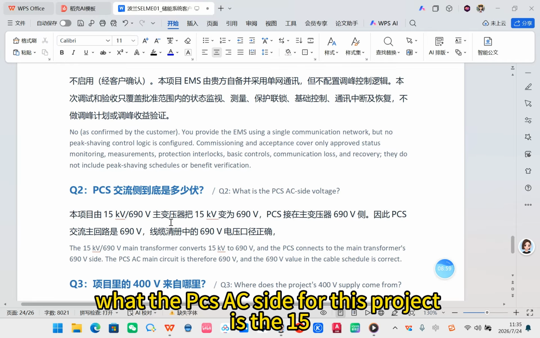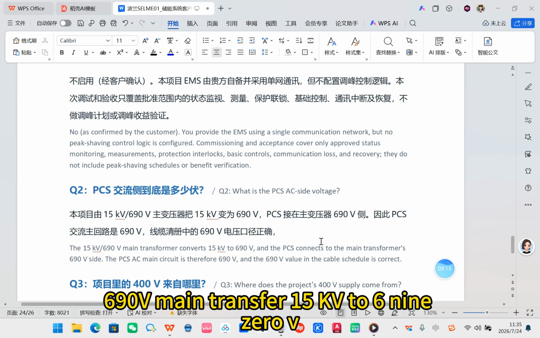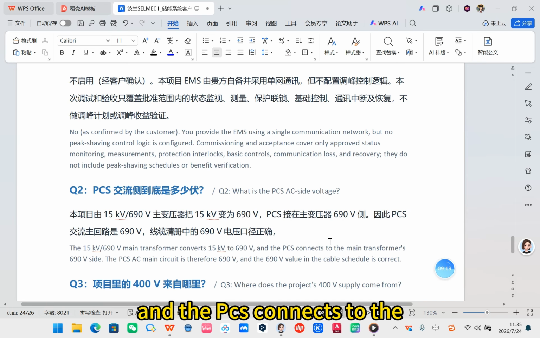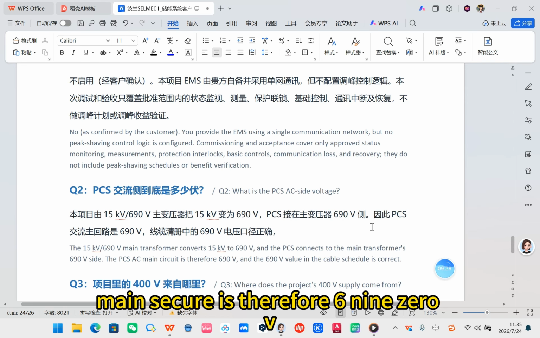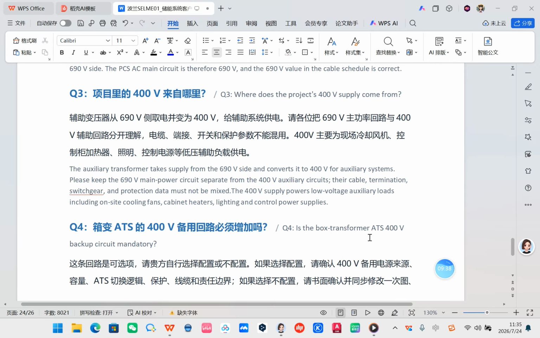2. What is the PCS AC side voltage? For this project it is the 15 kV to 690V main transformer, and the PCS connects to the main transformer's 690V side. The PCS AC main circuit is therefore 690V, and this is the 690V value in the cable schedule.